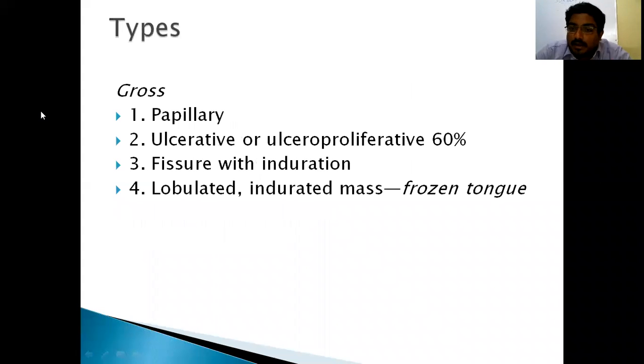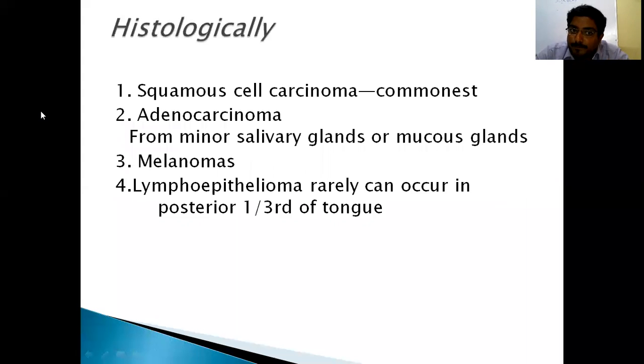Types: there are four types. One is papillary, second is ulcerative or ulceroproliferative, which is 60% of carcinomas. Then fissure with induration, and lobulated and indurated mass, which is a frozen tongue. See, four types: papillary, ulcerative or ulceroproliferative, fissure with induration, lobulated or indurated mass. This is a frozen tongue. Histologically, the most common type is squamous cell carcinoma.